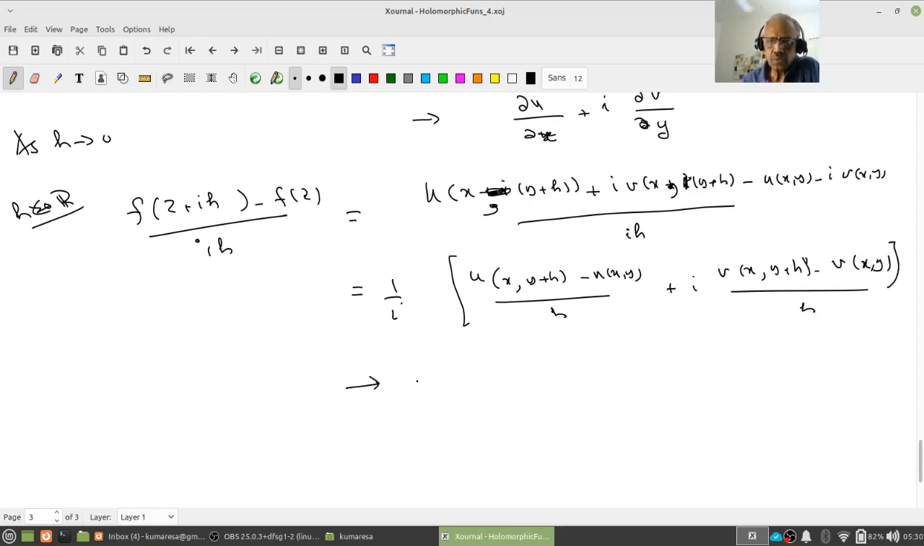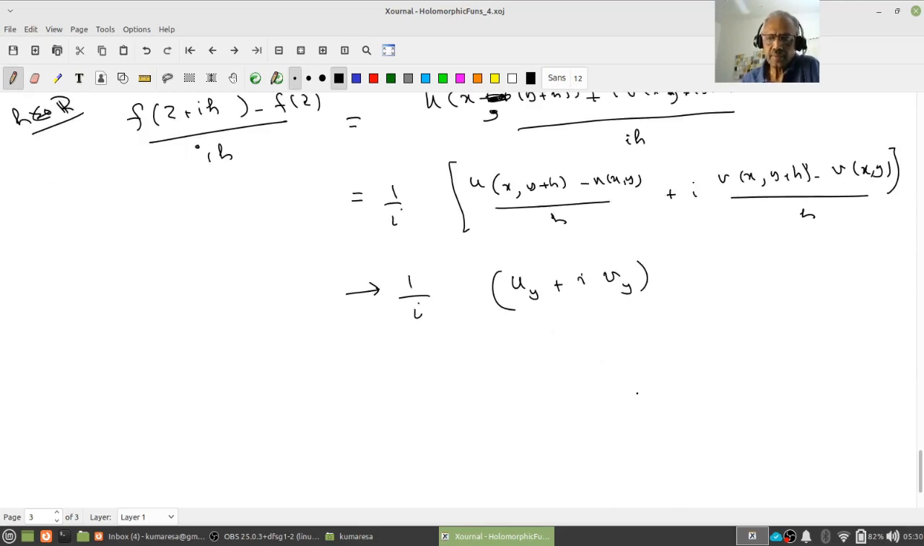So where does it go to? It goes to 1 by i, and this is uy plus i times vy. You multiply by i on both sides, that's going to be minus i of uy. Are you following? 1 by i equals minus i squared. Minus i squared is minus 1 into i squared. The i gets cancelled, so you get minus i.